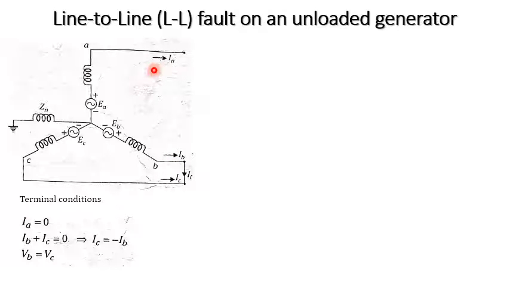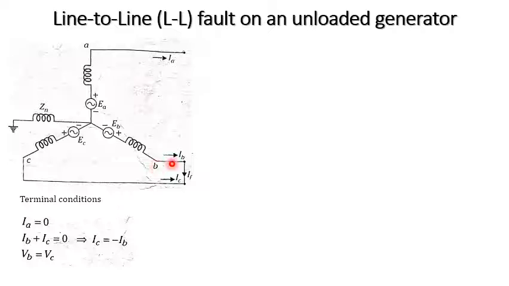Here we already understood that the healthy phase current will become zero, meaning where the fault does not take place, the current across that phase will become zero. So that is Ia is equal to 0. Here there is a fault between the two phases, phase B and phase C. So consider together, Ib plus Ic will become 0. From this we can write Ic is equal to minus Ib.